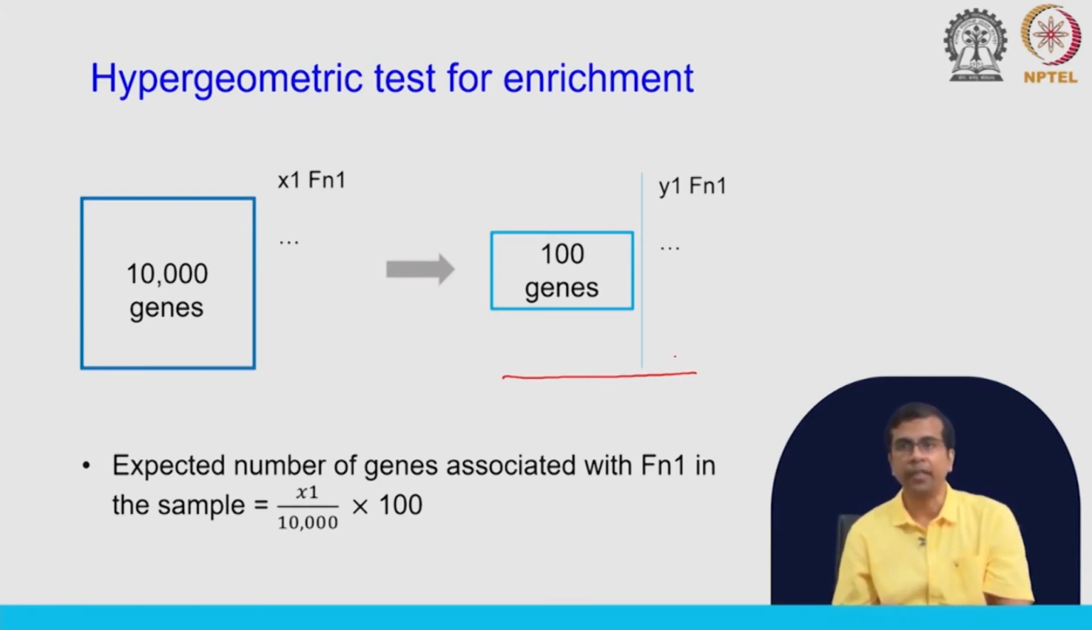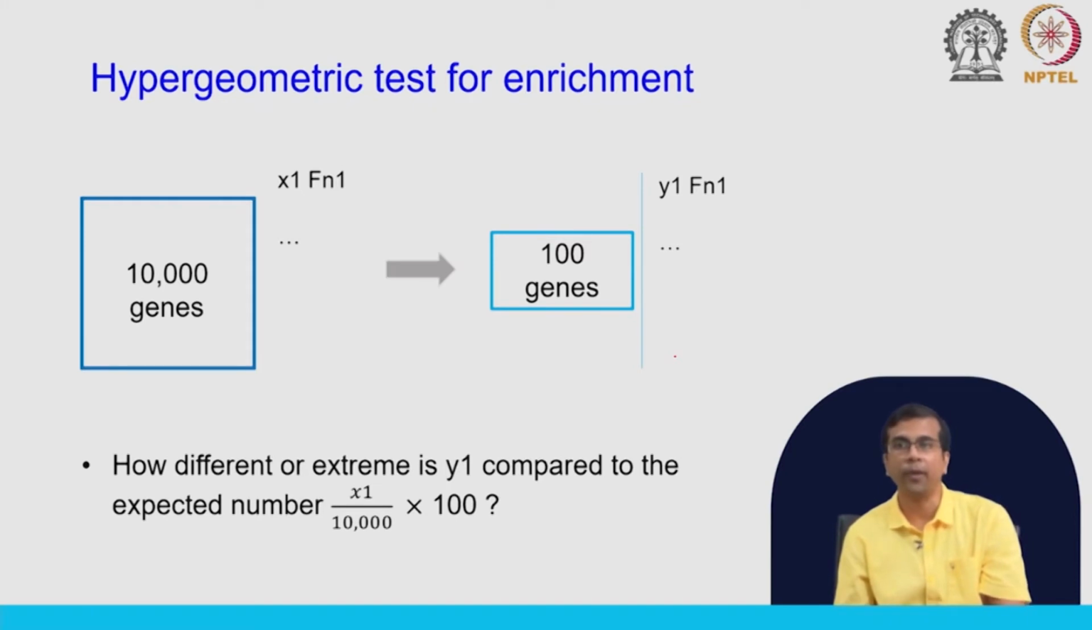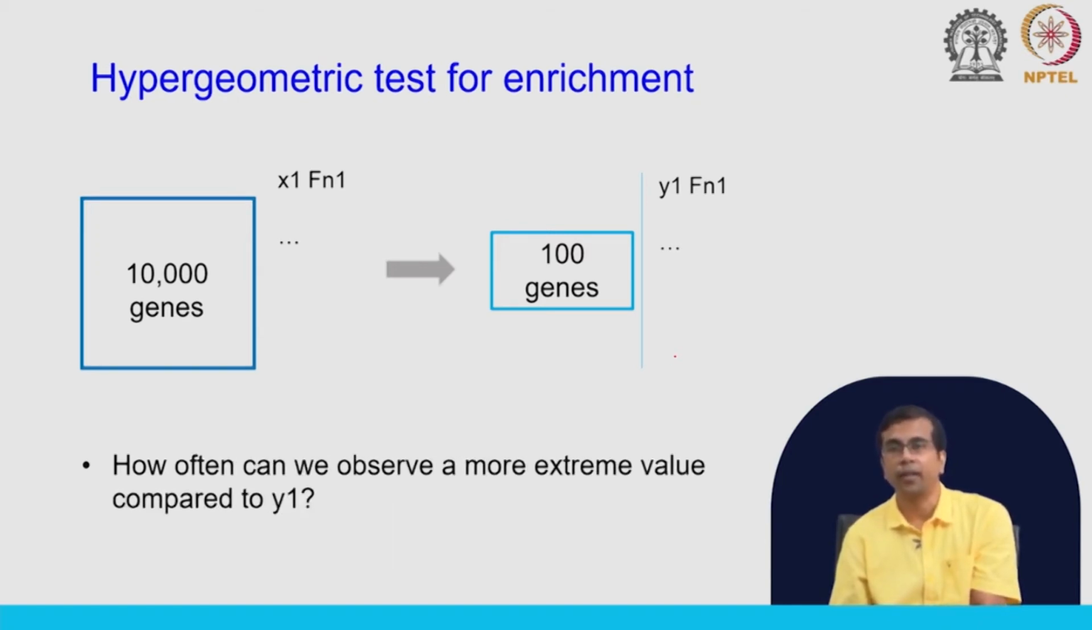Now, based on this expectation, what we want to do is compare this y1 with this expectation, and ask how different or extreme y1 is compared to this expected number x1 divided by 10,000 into 100. So, this is the statistical test that we want to do. And for that, as we have said, the hypergeometric test or hypergeometric distribution is the best method. And we can transform this question, when we go to a distribution based test, into this one: how often can we observe a more extreme value compared to y1? So, how common is y1, or how extreme is y1, based on the expectation that we have set.